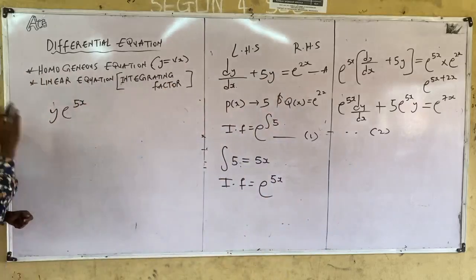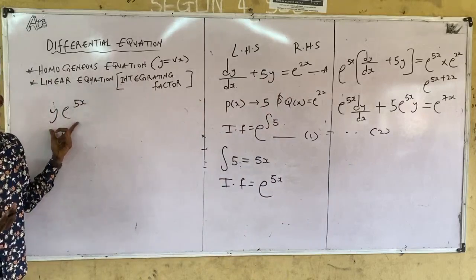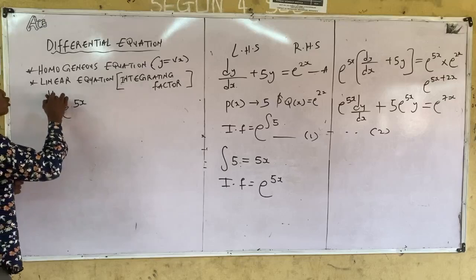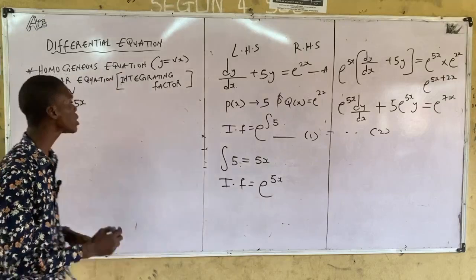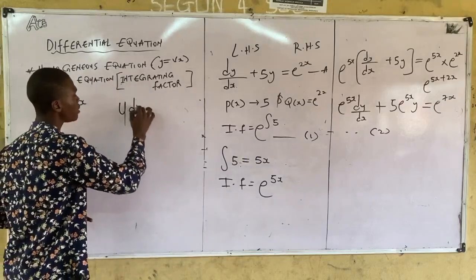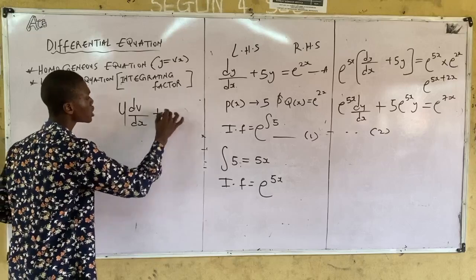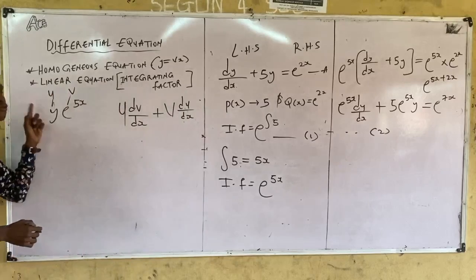From here, applying the knowledge of differentiation. Whenever I have this, it means what? Product rule, where this is my u and where this is my v. And what do I know about product rule? The formula is u dv over dx plus v du over dx. Now, substitute the value of u and v.